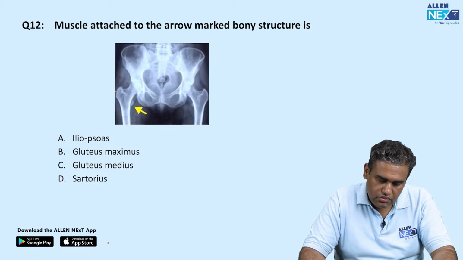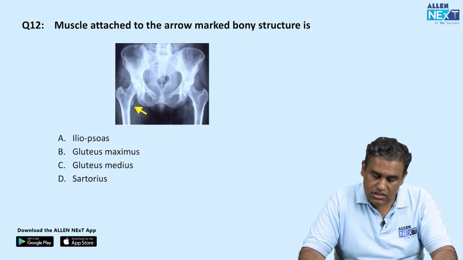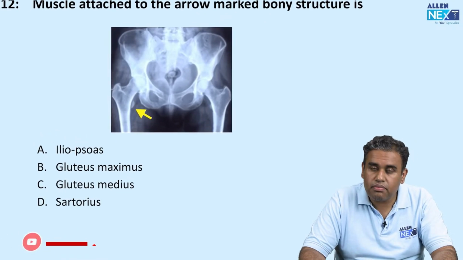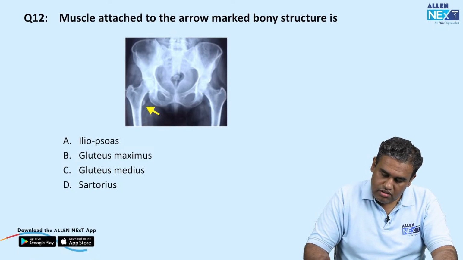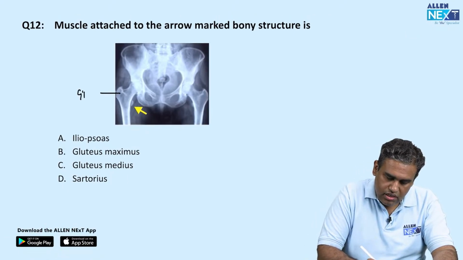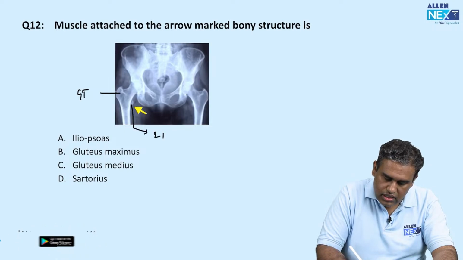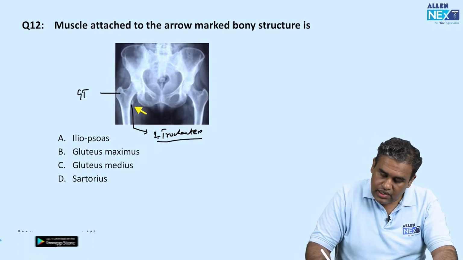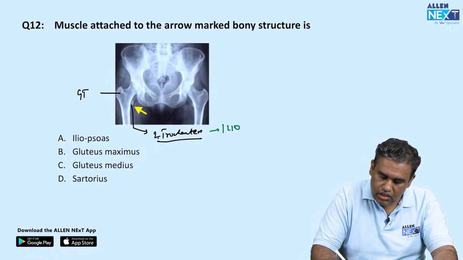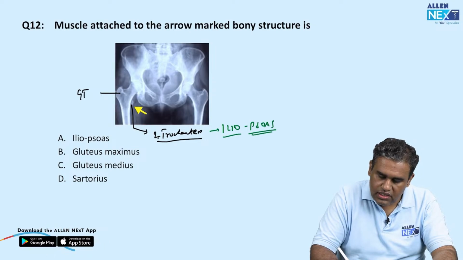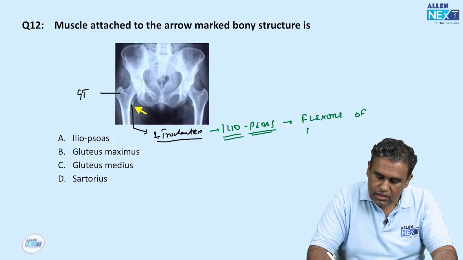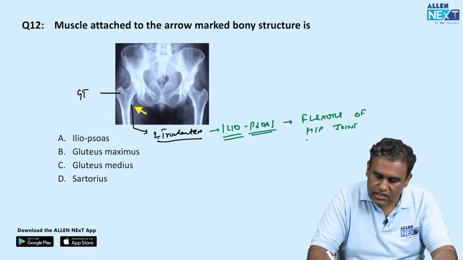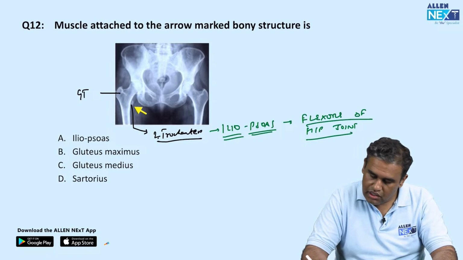Let's move to the next one. Muscle attached to the arrow-marked bony structure. If you look at this image, the arrow is marking a point coming from the upper medial part of the femur. Remember, this is the femur, the outer part is the greater trochanter, and this point over here is the lesser trochanter. The muscles attached here are the iliopsoas, that is iliacus and psoas major. These two muscles are the major flexors of the hip joint, supplied by the lumbar plexus. Therefore, that should be the answer.